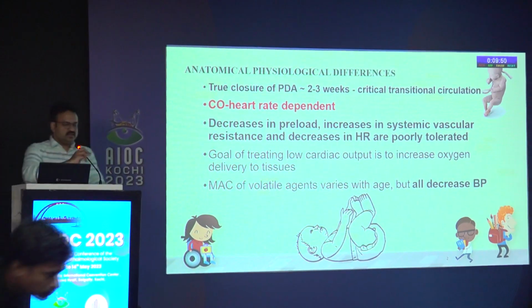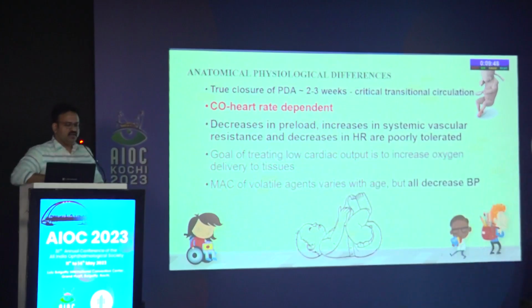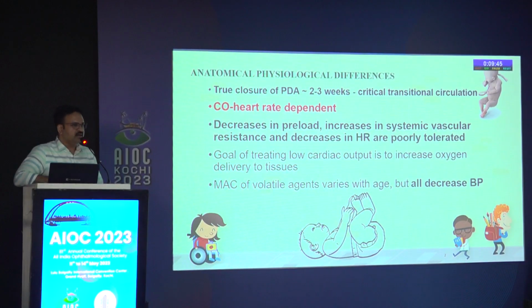Yeah. So initially we'll see what are the anatomical and physiological differences between a pediatric patient and an adult patient. As we have already discussed, just like in the cataract, babies are not miniature forms of adults. There are a lot of anatomical and physiological differences between the pediatric and adult population. The most important difference is that their cardiac output is heart rate dependent. Therefore, a decrease in preload, an increase in systemic vascular resistance and a decrease in heart rate are poorly tolerated.